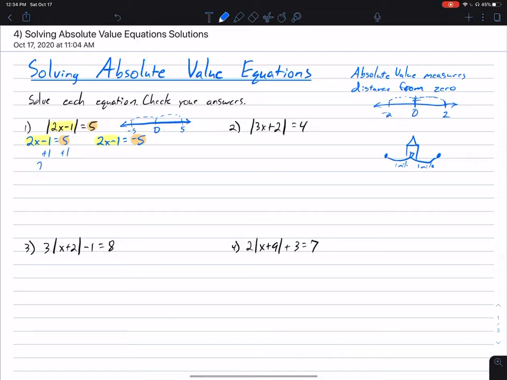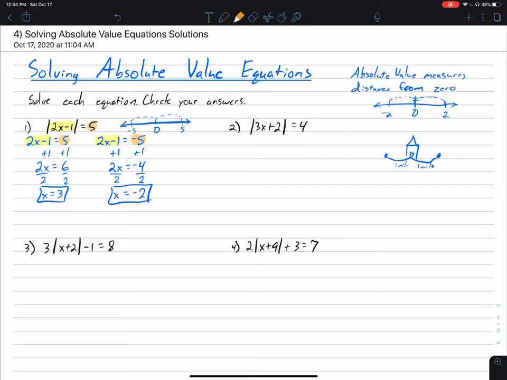So add 1, and we get 2x is equal to 6, and then divide by 2. So x is equal to 3. That's one solution. And then again, if we add 1, 2x is equal to -4, divide by 2, and x equals -2. That would be our second solution. So you do want to be careful. You need to set up two equations and then solve each one to get your two solutions. It's always, always, always a good idea to take those numbers and plug them back in to make sure that they work.